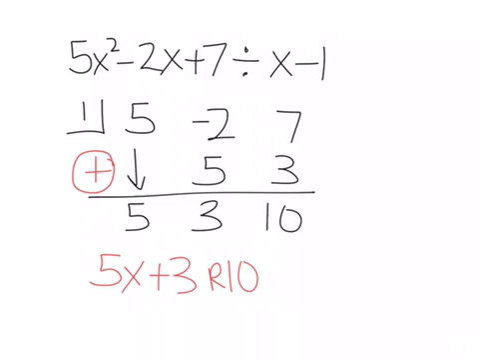Okay? Now, we can write it like that, or if you remember back from your elementary school days, remainders can be written as fractions, and that is absolutely true here, same thing. So it's 10 over x minus 1. Okay, so that's just a quick reminder of how to do synthetic division.